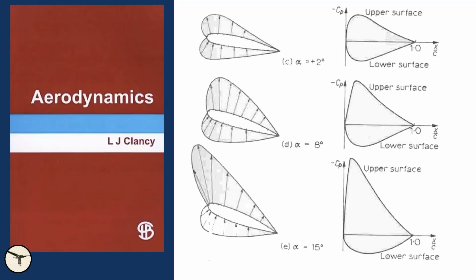This illustration is from Aerodynamics by Clancy. It shows the pressure distribution above and below the wing at different angles of attack. Note that the lift under the wing is near constant, while the lift over the wing increases with increasing angle of attack. This increases the lift coefficient.